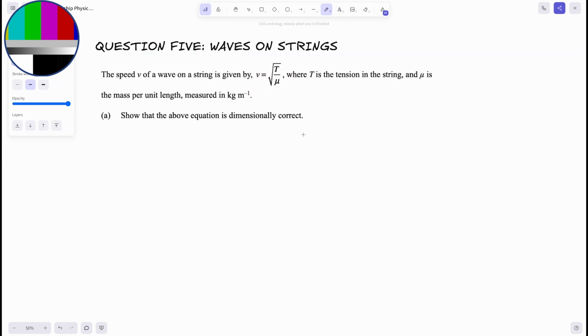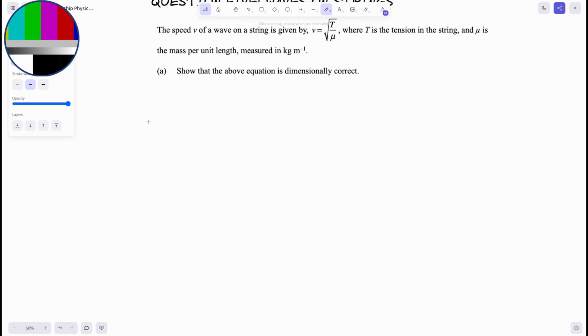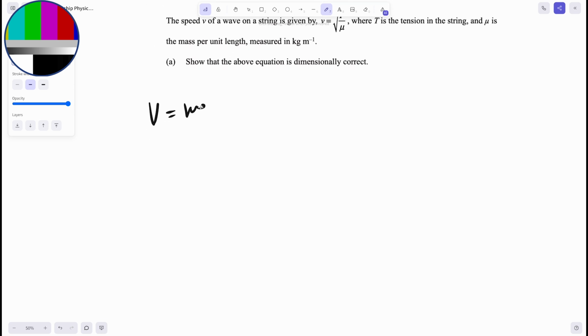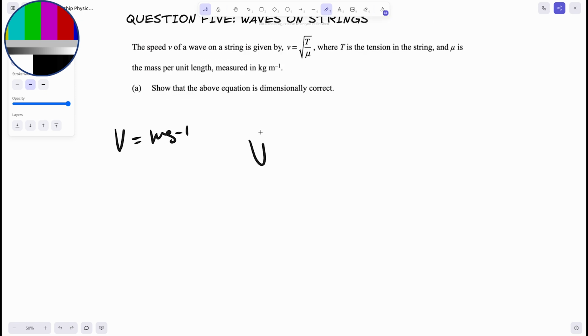Okay, question 5. The speed of a wave on a string is given by that equation there, where T is the tension on the string and mu is the mass per unit length, measured in kgs per meter. Show that the equation above is dimensionally correct. Okay, so dimensionally our velocity is equal to meters per second. And so if the square root of tension over mass per unit length is equal to meters per second, then we know it's dimensionally correct.